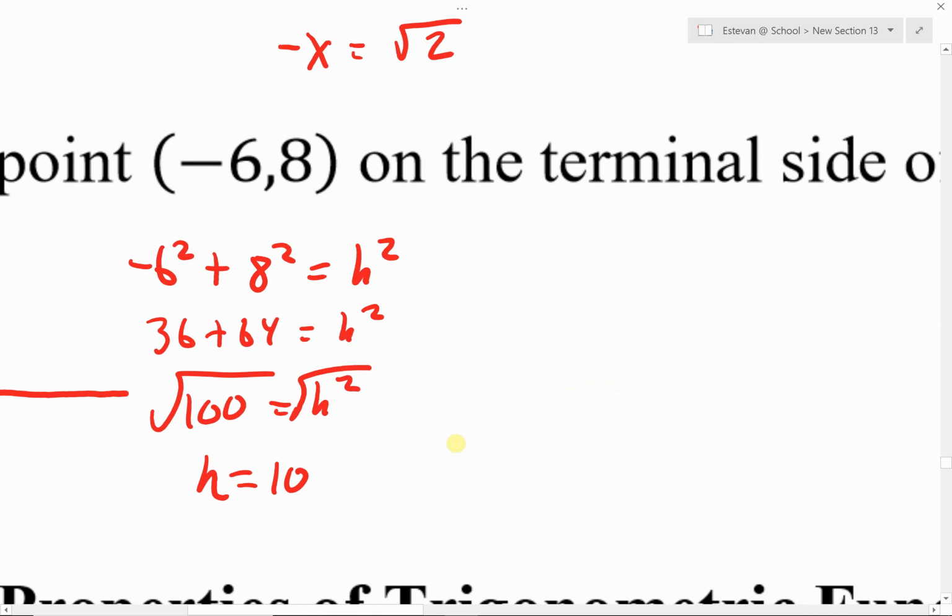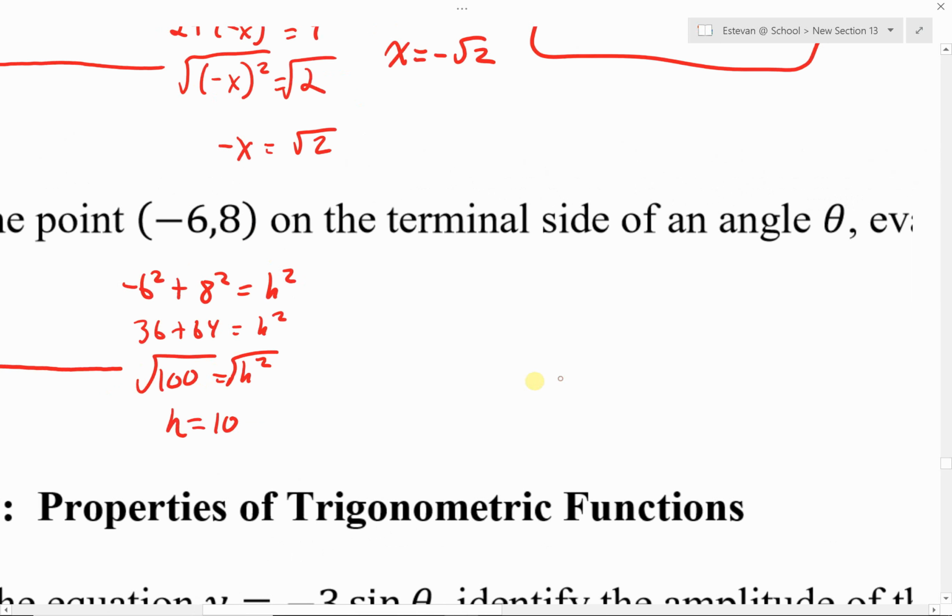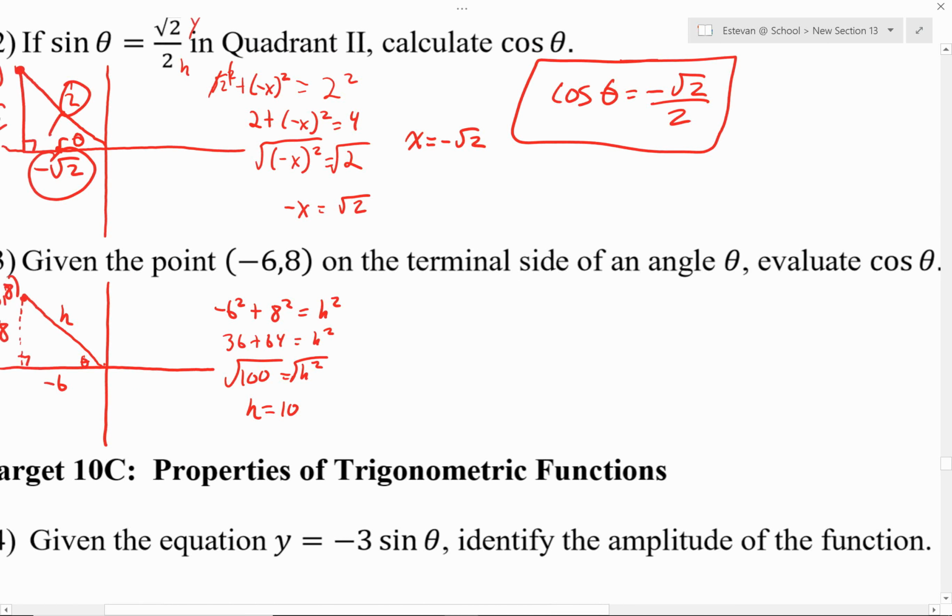What was it asking us to solve? Cosine. So cosine of theta is equal to x over your hypotenuse. Therefore, cosine of theta is equal to my x being negative 6 over 10. That could be simplified to negative 3 over 5.